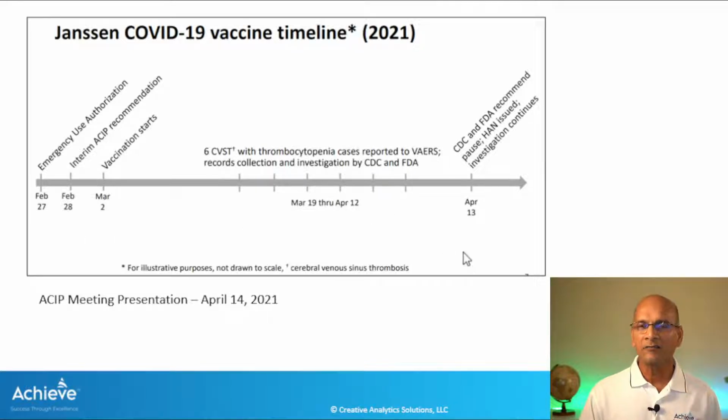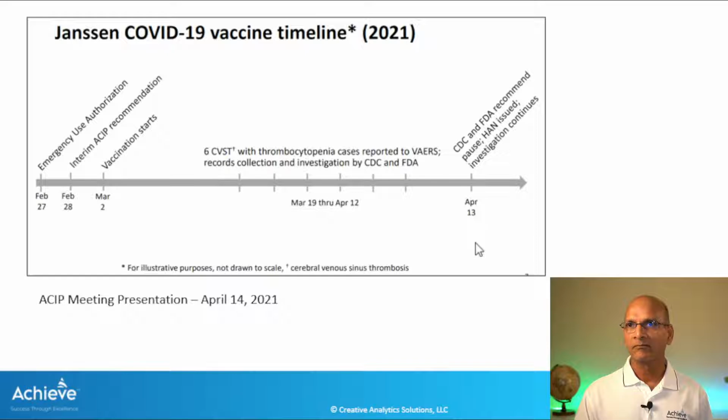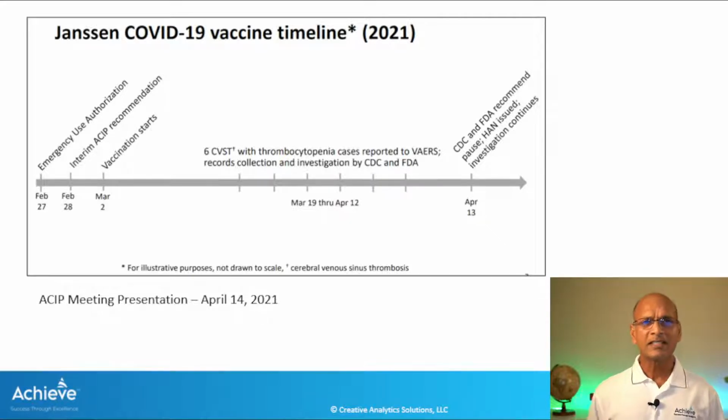It was serious enough, and I'll show you the analysis that they did, that the CDC and FDA recommended a pause on the Janssen vaccine, and the investigation continued. This is a signal. So they acted. What prompted the action? Imagine if we were doing just trending and monitoring.